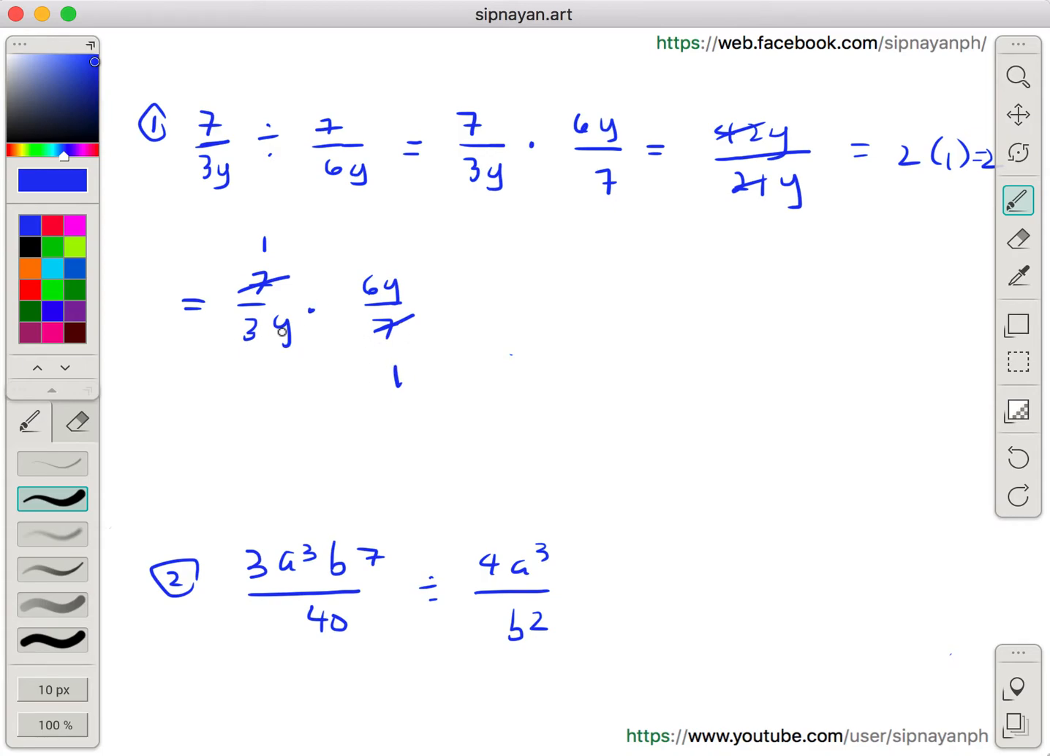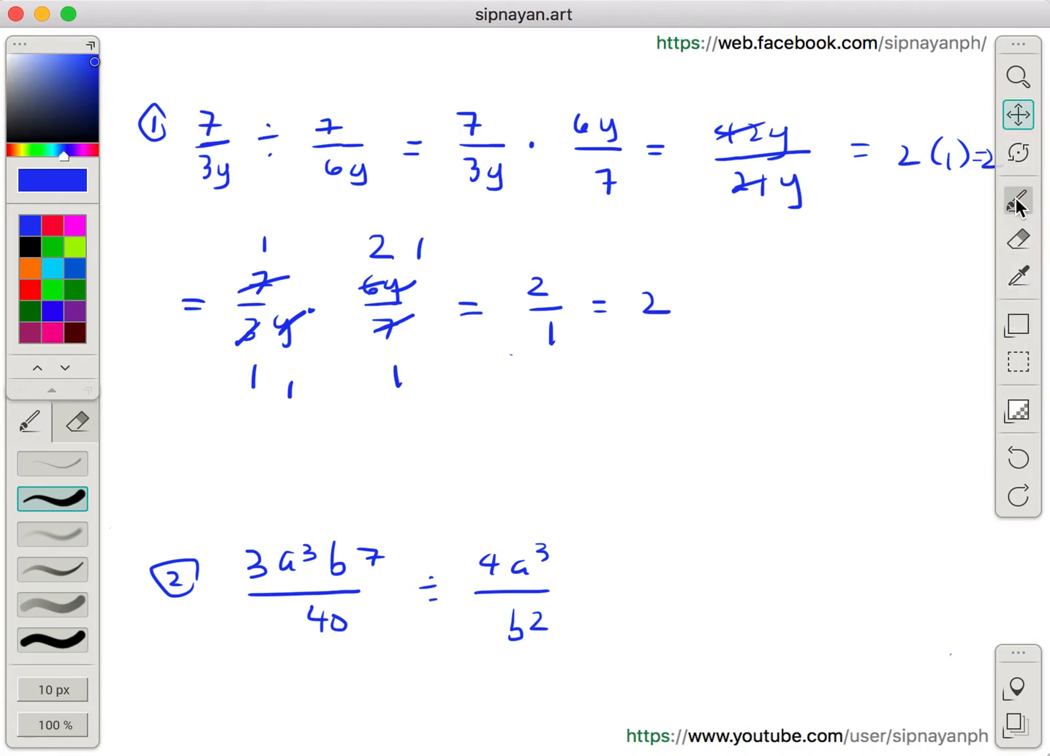So, then, yung 3 tsaka 6, anong pwede natin i-divide? Yung pinakamalaking number. Pwedeng 3, di ba? 3 divided by 3 is 1. And then 6 divided by 3 is 2. Tapos yung y divided by y is 1. So, 1 times 2 times 1 is 2. 1 times 1 times 1 is 1. And 2 over 1 is 2. So, pareho lang silang dalawa.